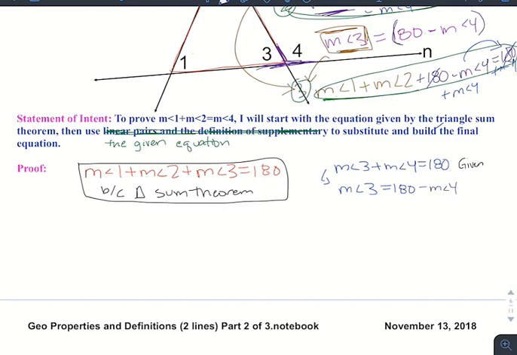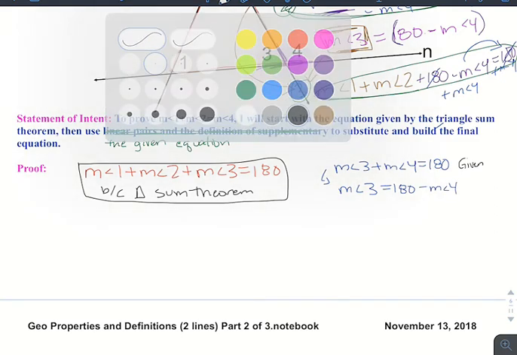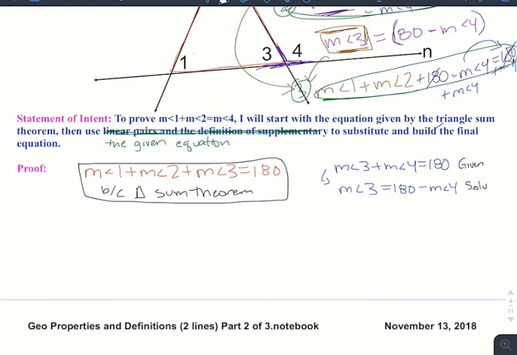The justification here is algebraic solving. Okay, in other words, we're allowed to use our algebra skills to manipulate stuff. And so that's our second thought.